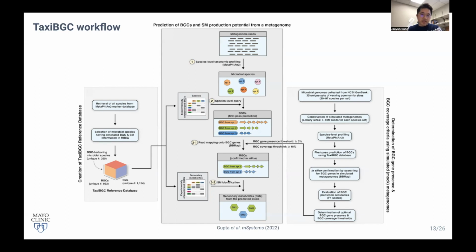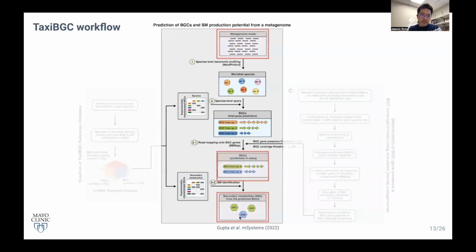And then in step 3.2, TaxiBGC provides the secondary metabolites known to be produced by those confirmed BGCs. Hence, the input is a shotgun metagenome, and what comes out is a list of BGCs and the SMs made by those BGCs.